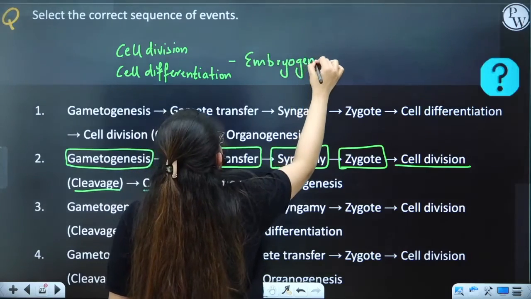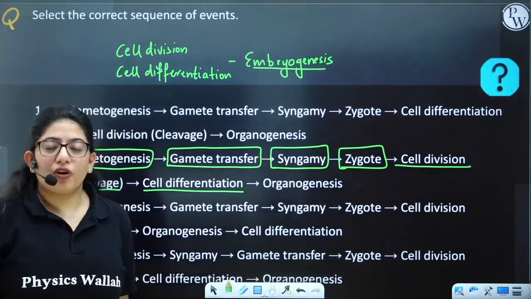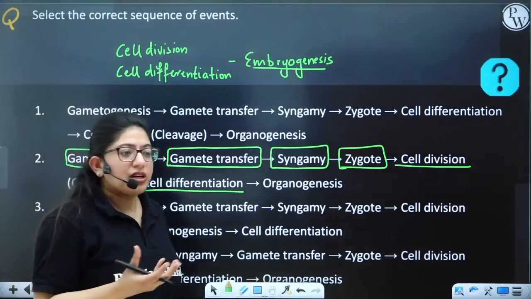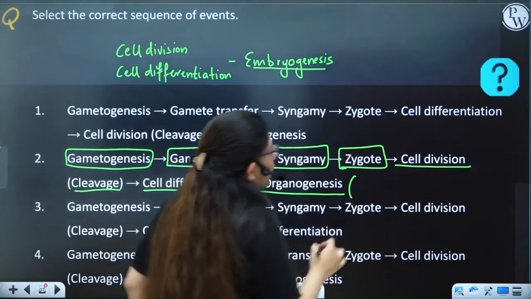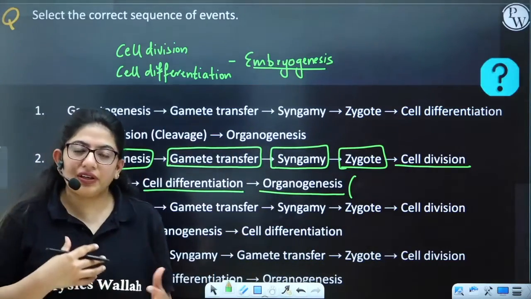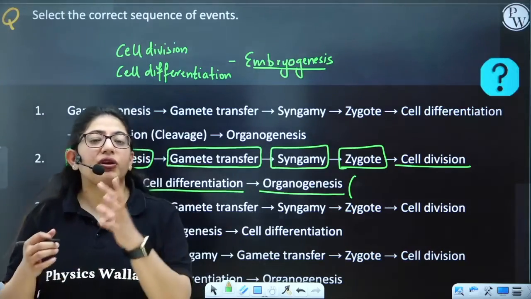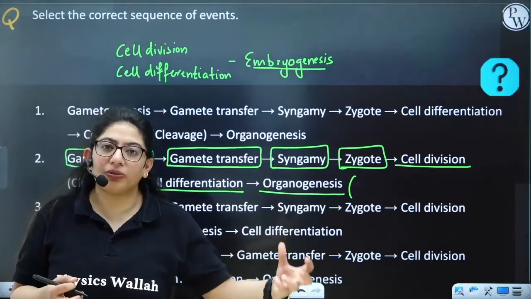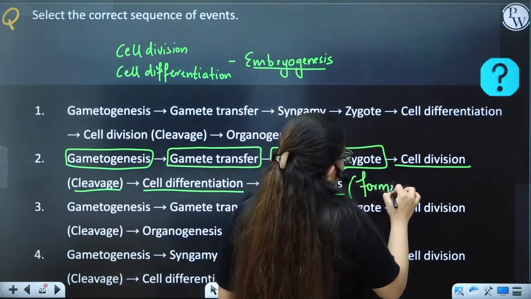What is embryogenesis? Formation of the embryo. So during embryo formation, the organs are formed. The formation of organs, you call it organogenesis. When the cells divide, the number will increase. When differentiation occurs, the cells get mature. And when they get mature, they will later on form the organs. So organogenesis is formation of organs.